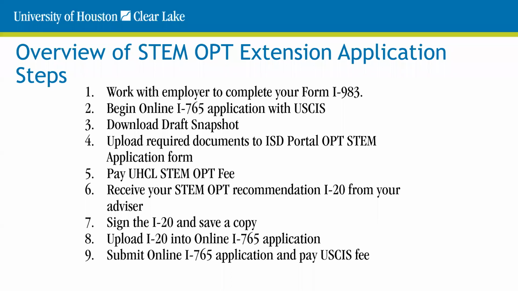Here you can see an overview of the application steps. For more information about the Form I-983, please review our Form I-983 video. You will want to work with your employer to complete your Form I-983. Begin the online I-765 application with USCIS. Then you will download the draft snapshot. Upload all required documents to the ISD portal, pay the UHCL STEM OPT fee, receive your STEM OPT recommendation I-20 from your advisor. You will print, sign the I-20 and save a copy and upload the I-20 onto the online I-765 and then submit the online I-765 and pay the USCIS fee.